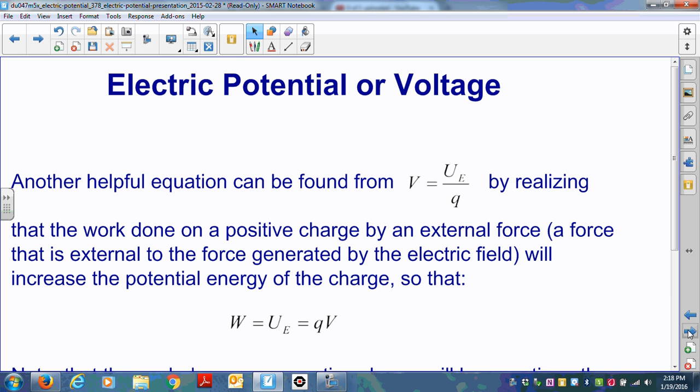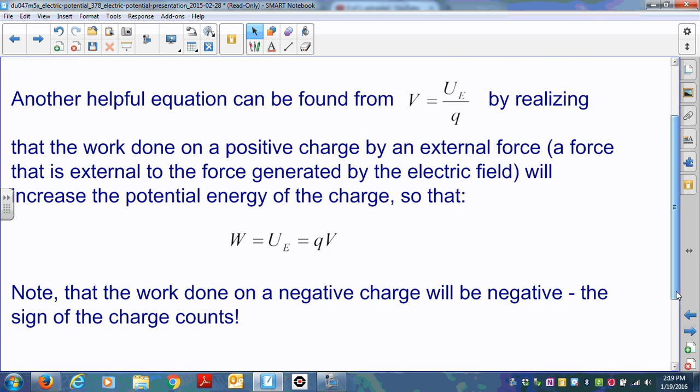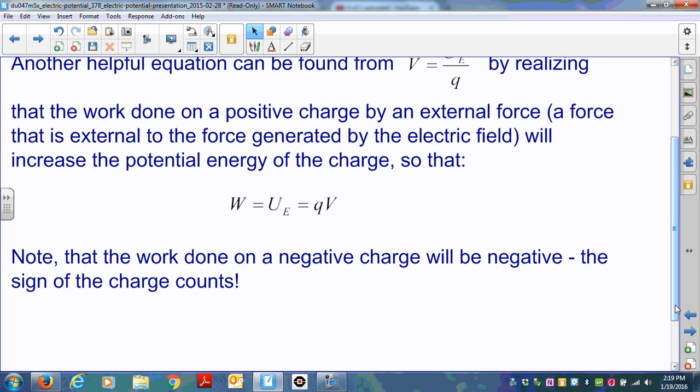Okay, another helpful equation can be found from V equals U over Q, or potential energy divided by charge. By realizing that work done on a positive charge by an external force, which is a force that is external to the force generated by the electric field, will increase the potential energy of the charge, so that work is equal to QV. Note that the work done on a negative charge will be negative. The sign of the charge does count in this case.